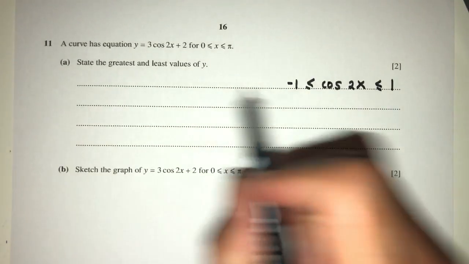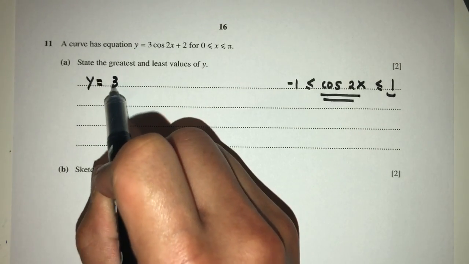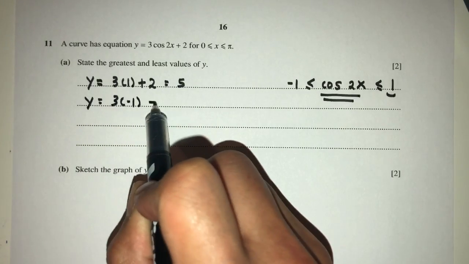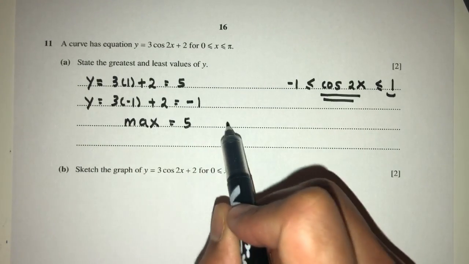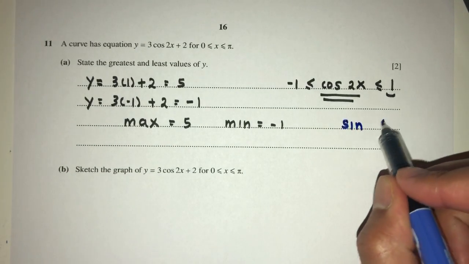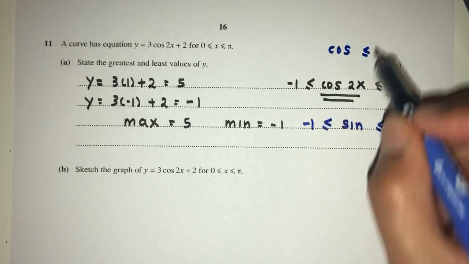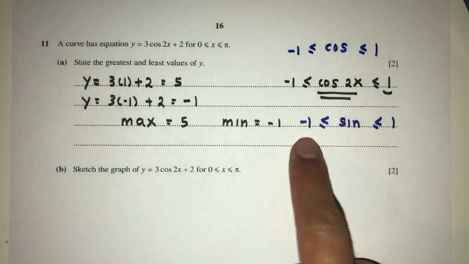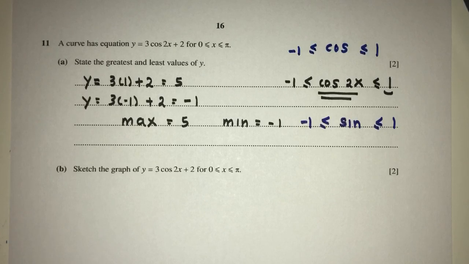So for example, if the value here is 1, let's do that. You have y equal to 3 times 1 plus 2, that will be 5. If the value is minus 1, 3 times minus 1 plus 2, that will be minus 1. So the max value is 5 and the min value is minus 1. It's also the same thing for sine. Sine of any angle, and cos of any angle as well, whether it is 2x, 3x, 500x, is the same thing. So by using this, we place the values here to see the max and the minimum values.